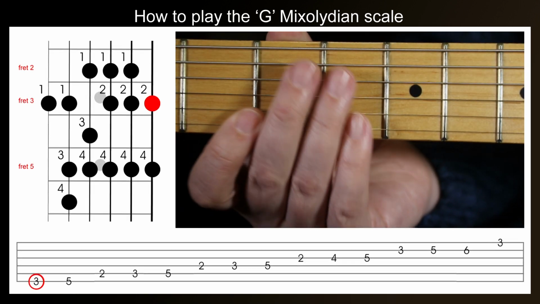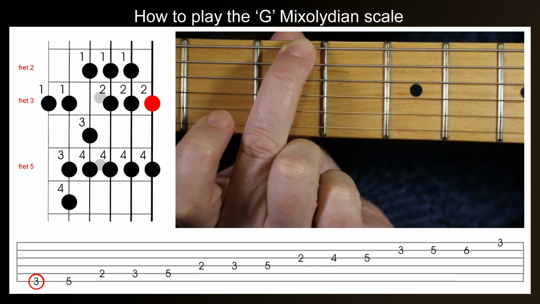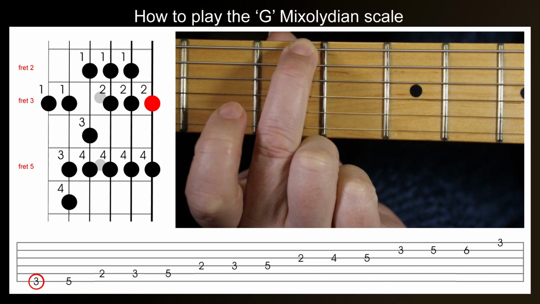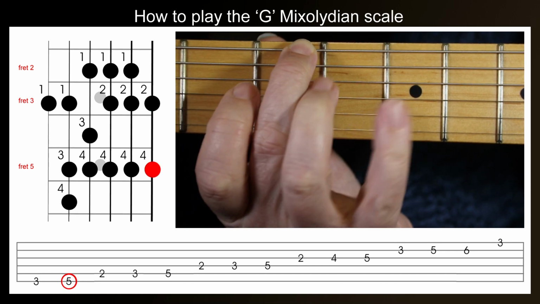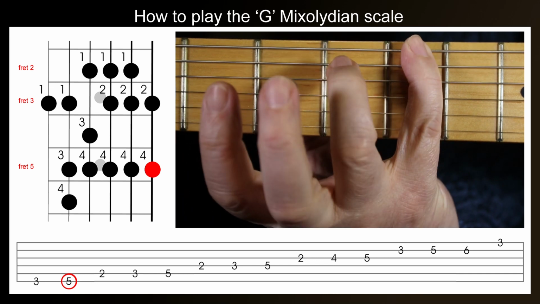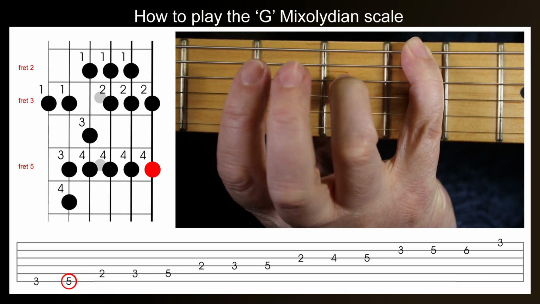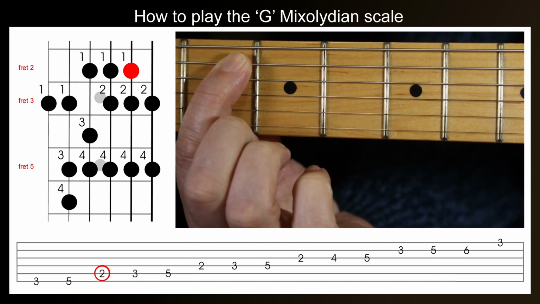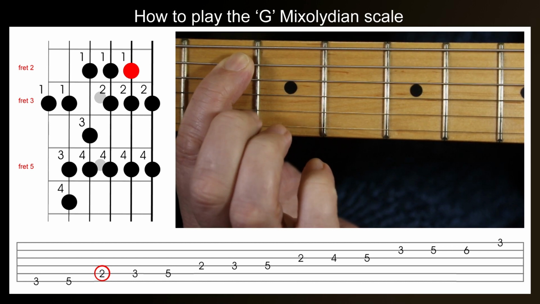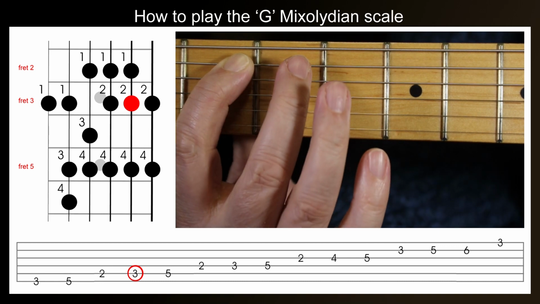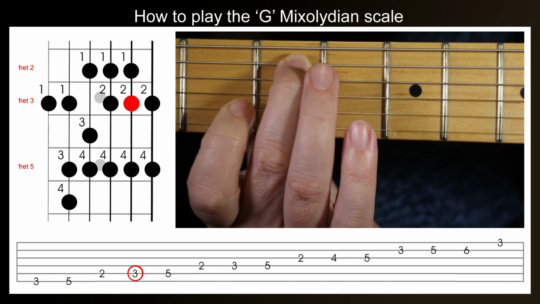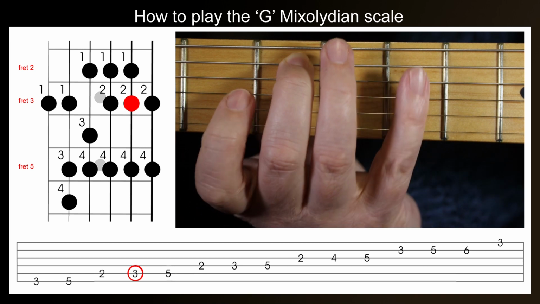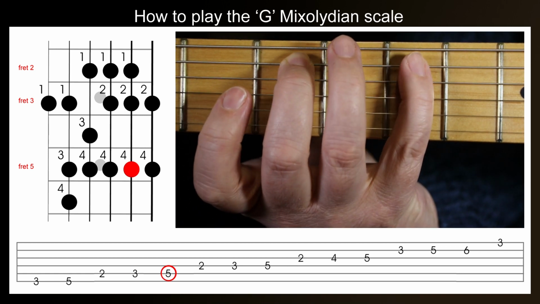Play the 3rd fret of the bottom E string with the 2nd finger. Play the 5th fret of the bottom E string with the 4th finger. Play the 2nd fret of the A string with the 1st finger. Play the 3rd fret of the A string with the 2nd finger. Play the 5th fret of the A string with the 4th finger.